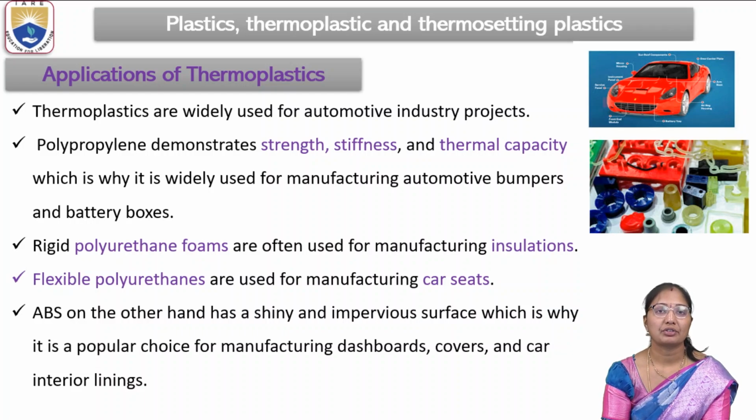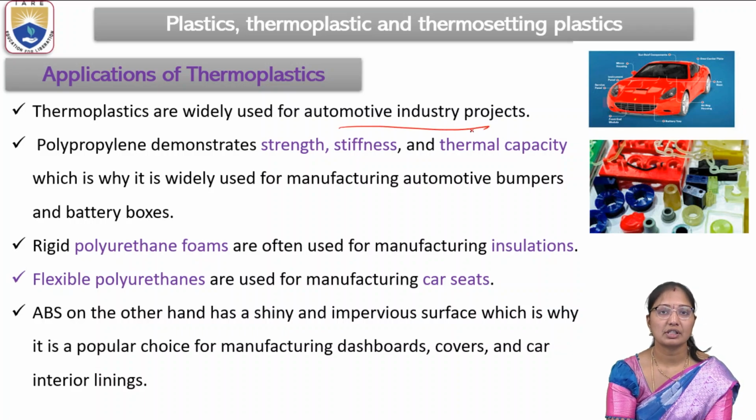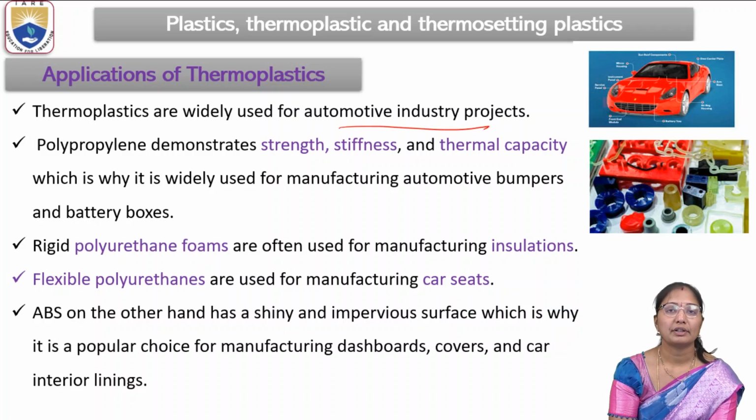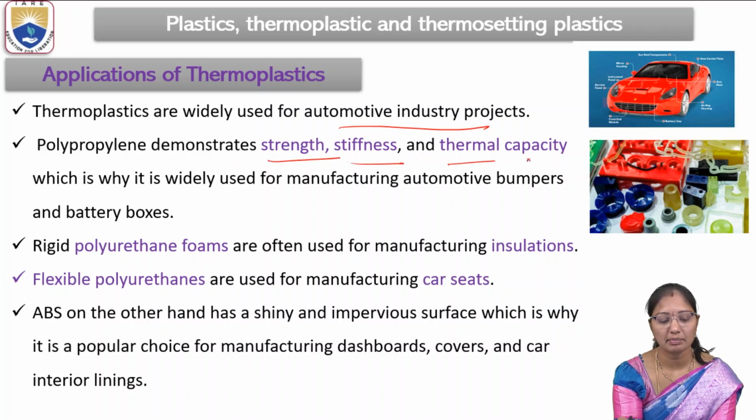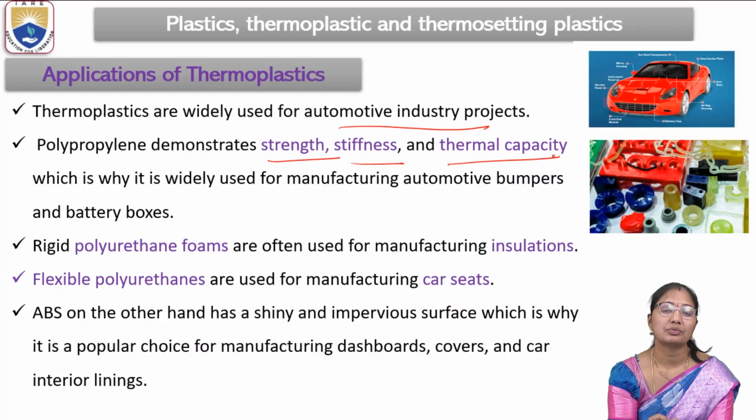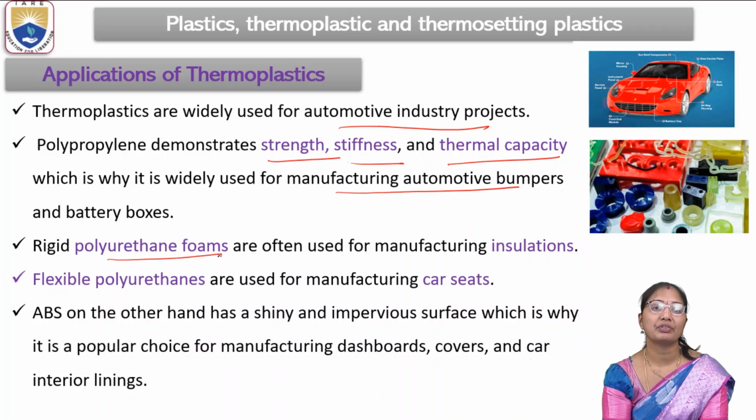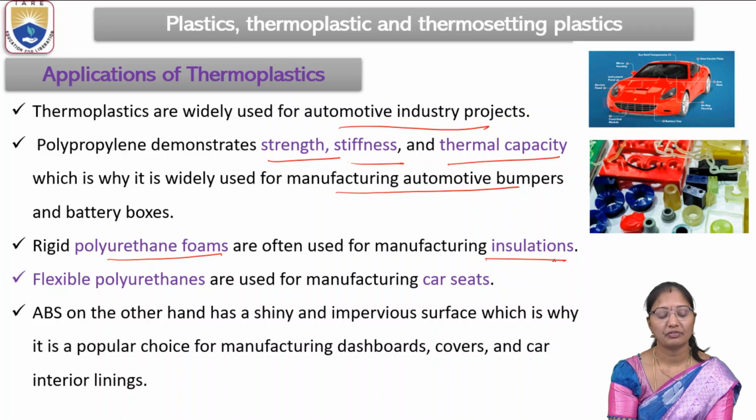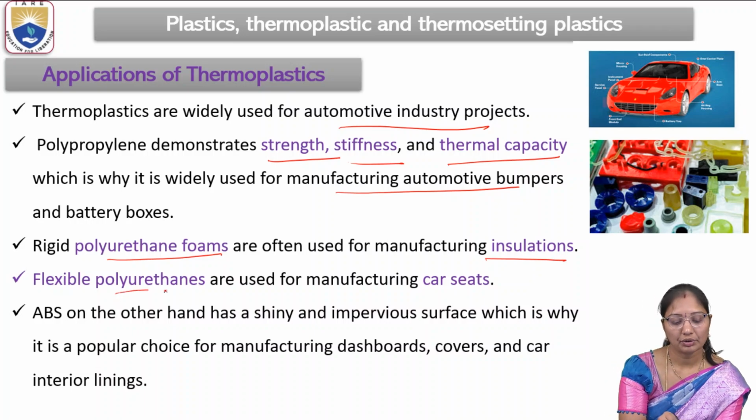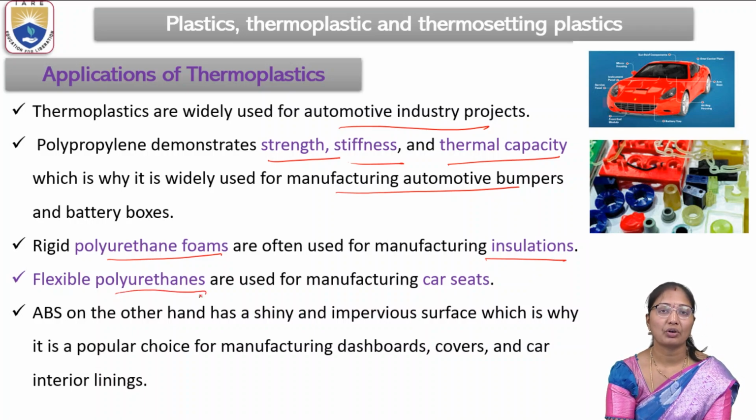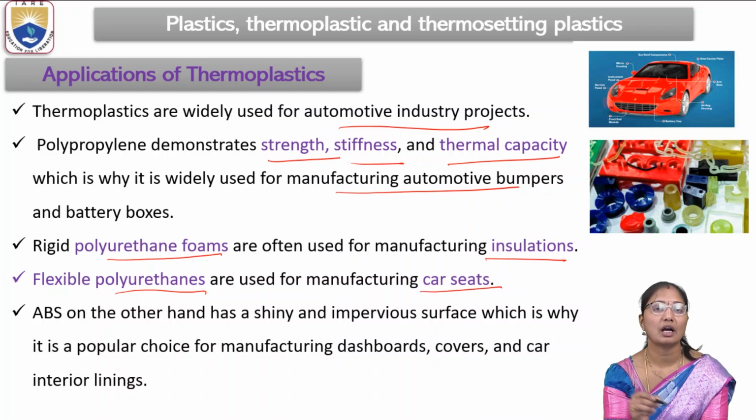So what are the applications of thermoplastics? They are widely used in automotive industry projects. Polypropylene demonstrates strength, stiffness and thermal capacity, which is why it is widely used in the manufacturing of automotive bumpers and battery boxes. The rigid polyurethane foams are often used for insulation purposes, and flexible polyurethanes are used for the manufacturing of car seats.